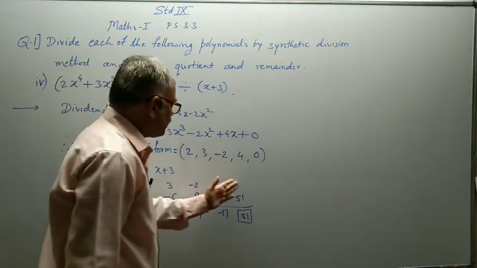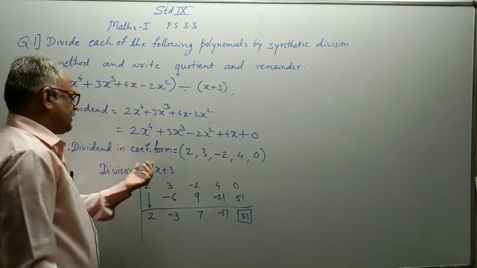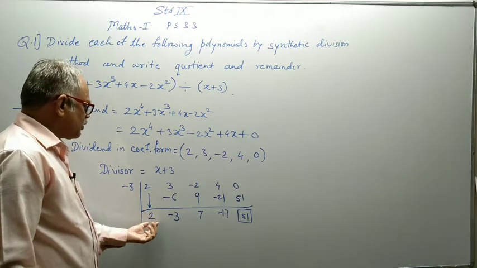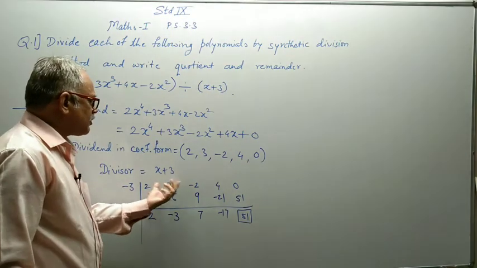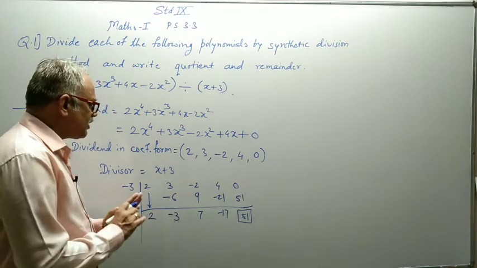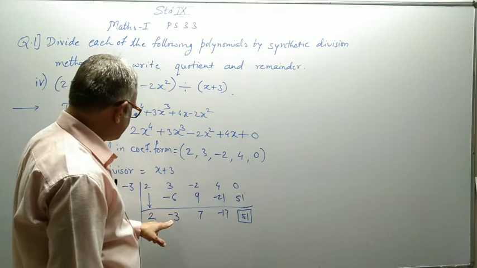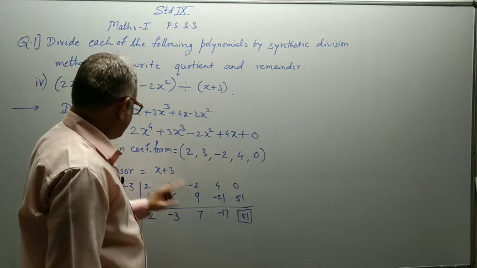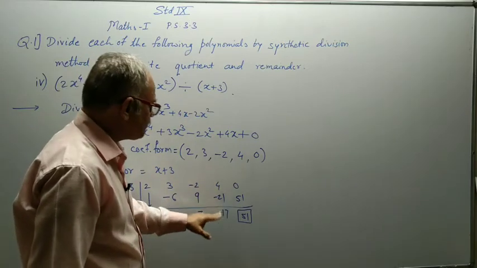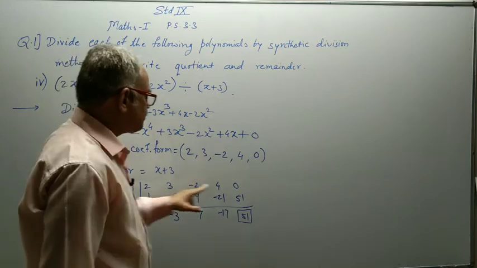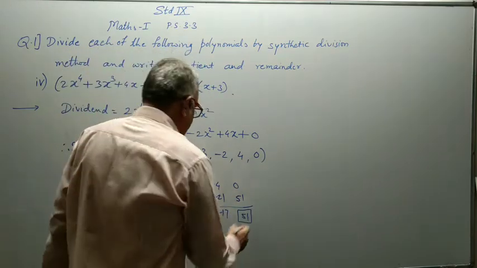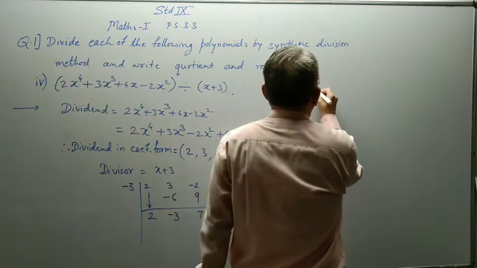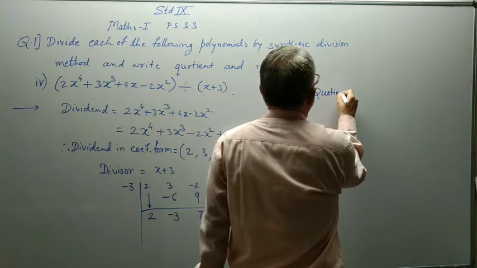So write the coefficients with some gap. And since it is divided by x plus 3, here I write minus 3. Take the first highest degree coefficient down as it is. 2 multiplied by minus 3 is minus 6. Addition of 3 and minus 6 is minus 3. Addition means without changing the sign, whatever plus or minus is there. Minus 3, product is plus 9. Minus 2 plus 9 is 7. 7 into minus 3 is minus 21. 4 minus 21 is minus 17. Minus 17 into minus 3 is plus 51. 51 is the remainder.